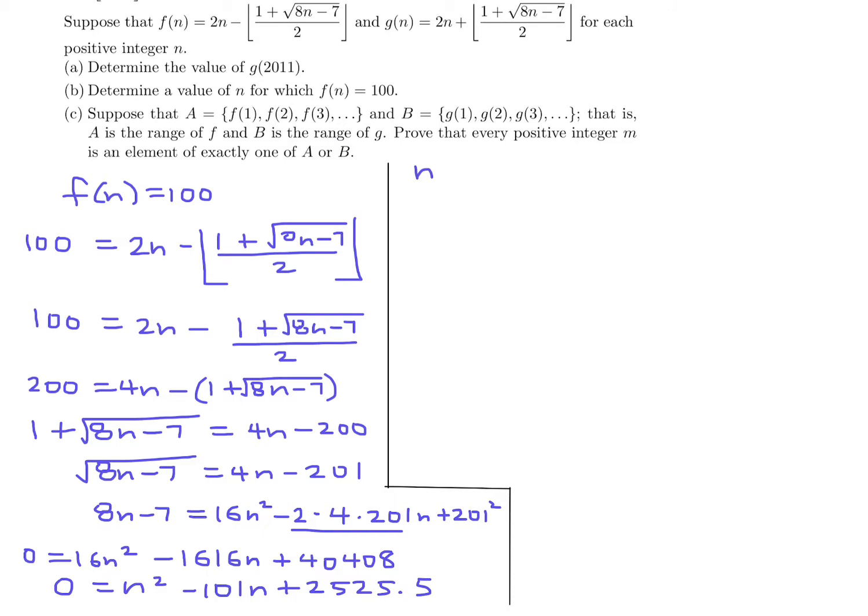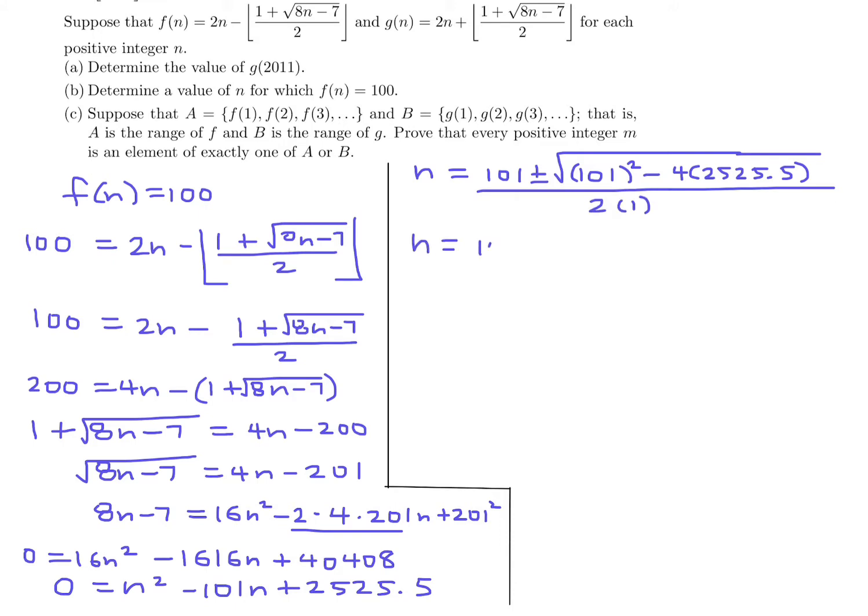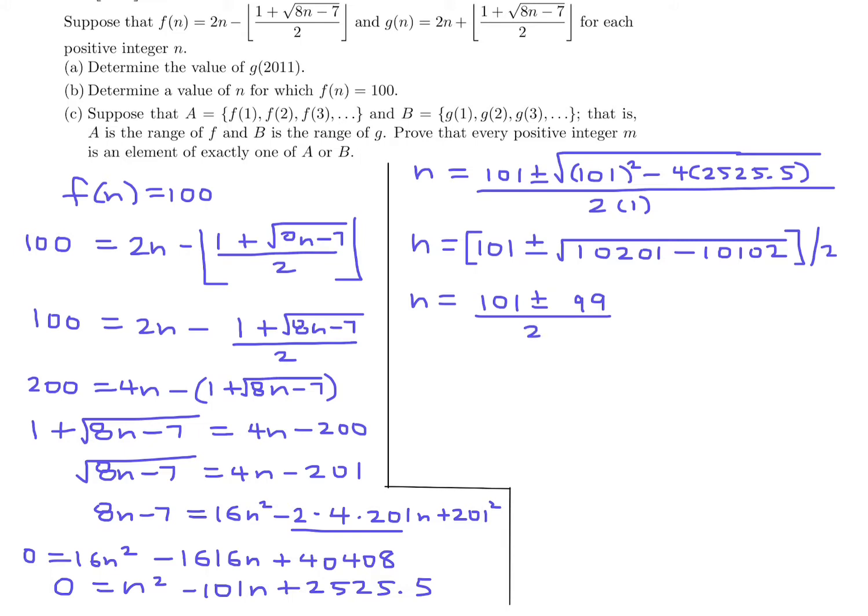Now we'll use the quadratic formula, since that's pretty difficult to factor. So n will be minus b, plus or minus the square root of b squared minus 4ac, with c being 2525.5, all over 2a. So this becomes 101 plus or minus the square root of 10201 minus 10102, all over 2, and that gives me 101 plus or minus 99 all over 2. So we got two solutions. The first one is approximately 55.47, and then 45.52.